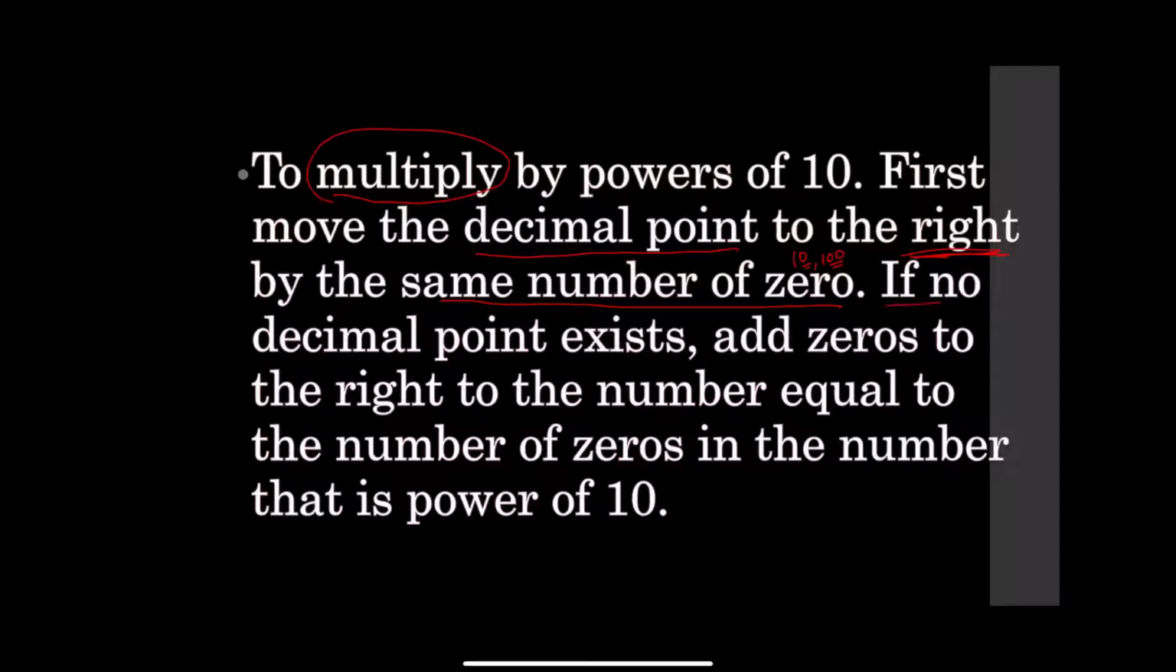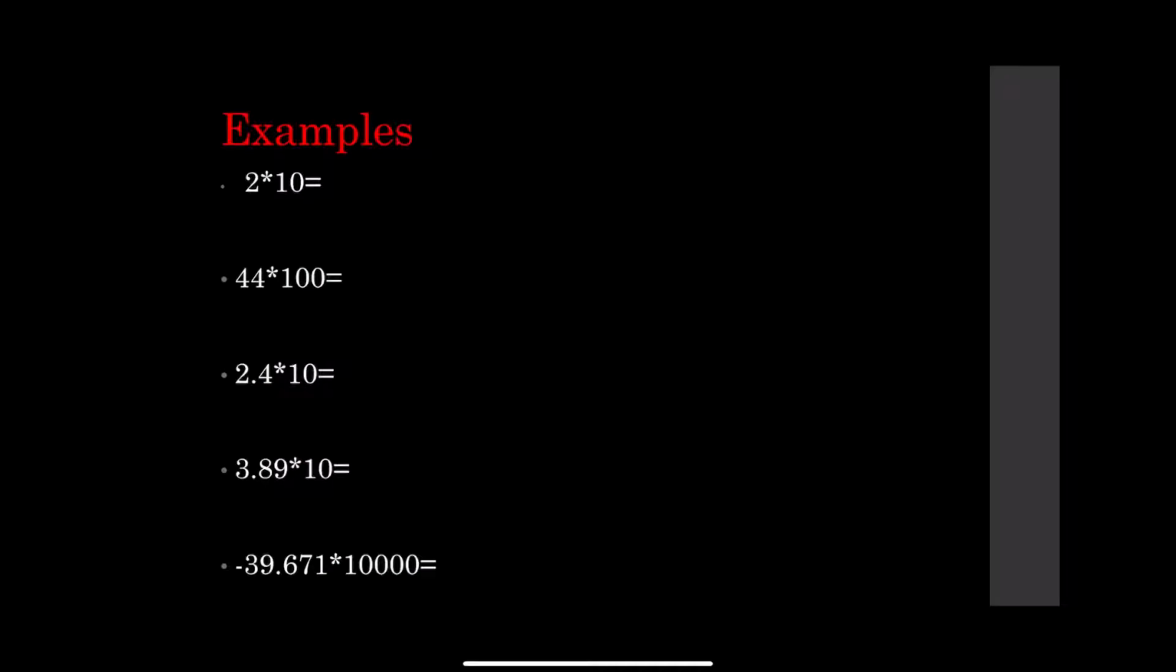And what if we have no decimal point? Then we need to add zeros to the right of the number that we are multiplying. How many zeros? The zeros equal to the number of zeros in the number that's power of 10. So if we have no decimal point and we are multiplying by 100, we need to add 2 zeros to that number. Let me explain this using the following examples.